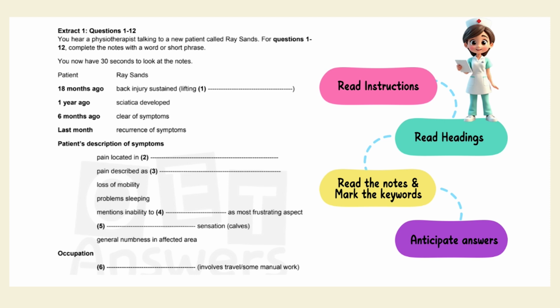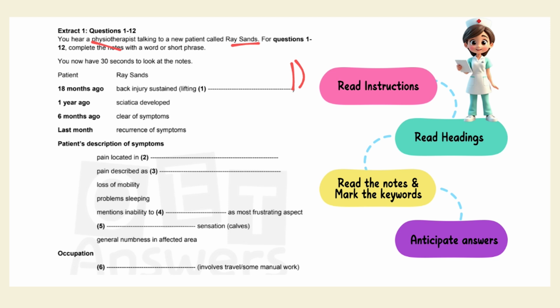So on the left side you can see the questions. First, look at the pink code. Read instructions. Extract 1, questions 1 to 12. You hear a physiotherapist talking to a patient called Ray Sands. So here you can find out the healthcare professional, physiotherapist, and Ray Sands, the patient. A patient and physiotherapist conversation.